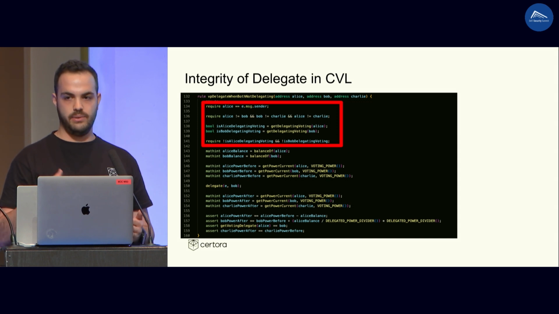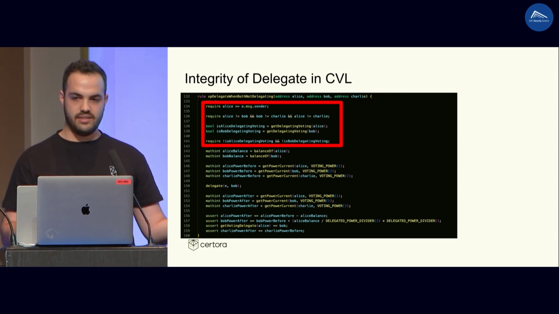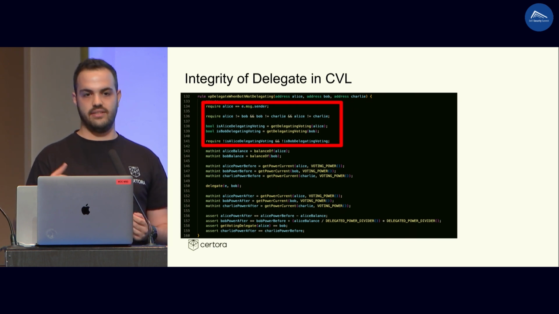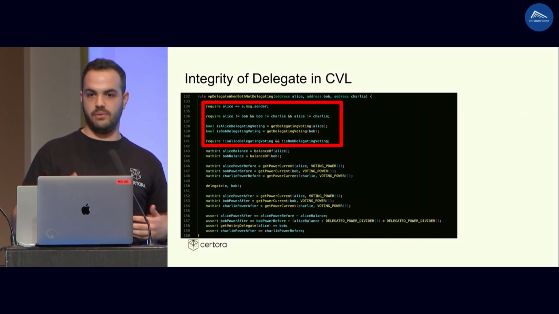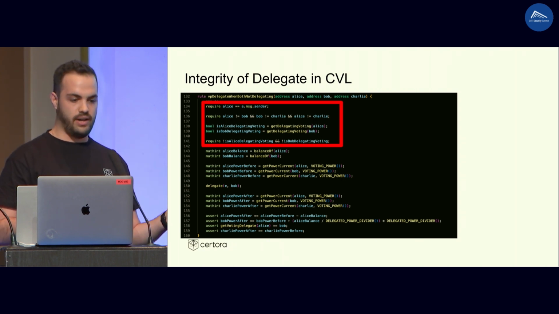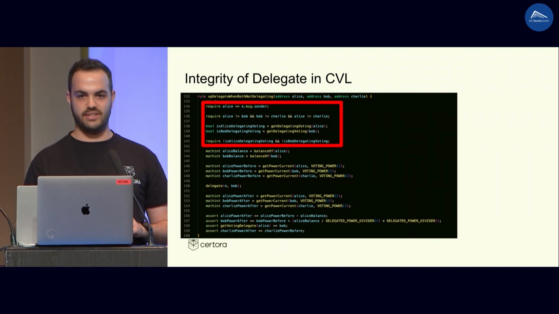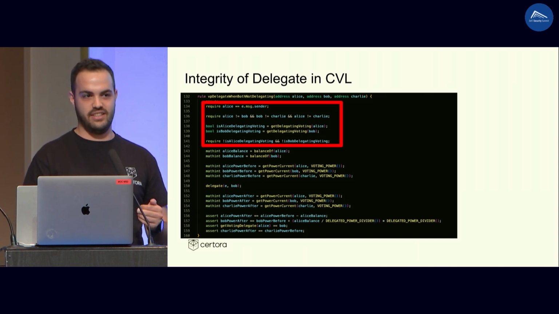We want Alice to be the message sender of the transaction, because later here we see that we call the delegate function and want Alice to initiate that transaction. Also, we want Alice, Bob, and Charlie to be different from one another, because Charlie is the one that represents the third-party user who doesn't know the wizard, doesn't know anything, and just shouldn't lose or gain anything from this delegation.